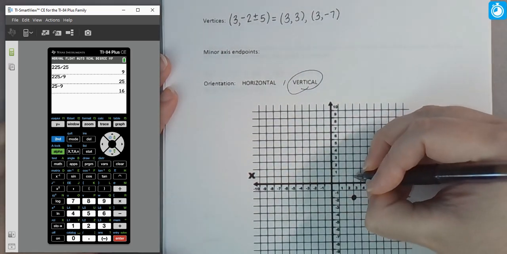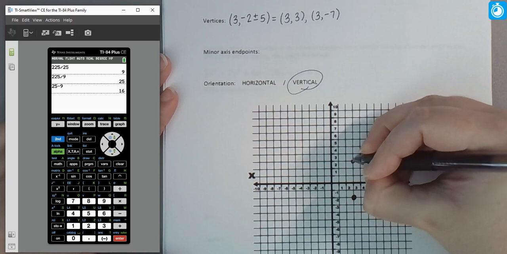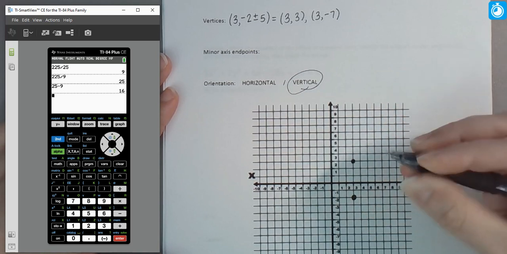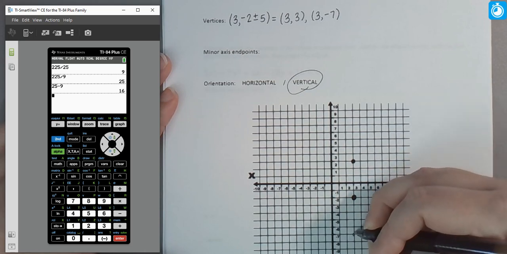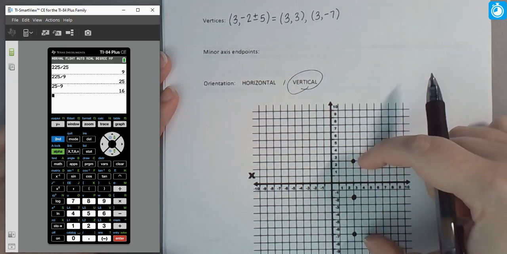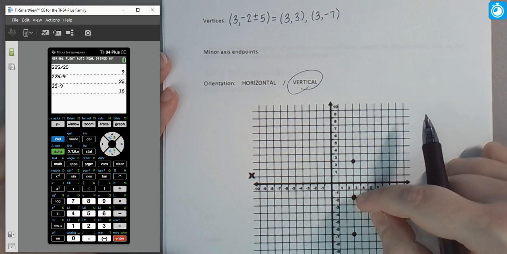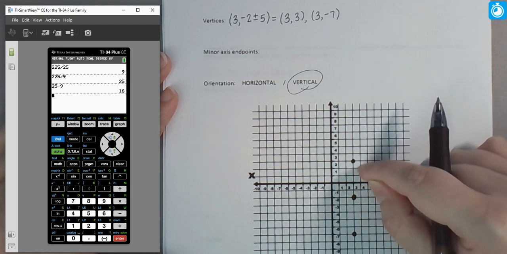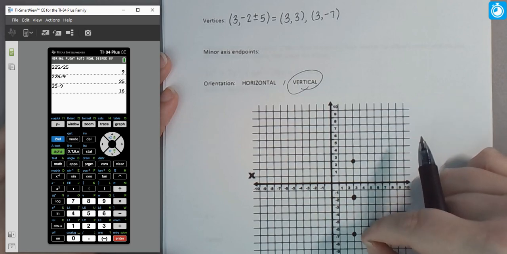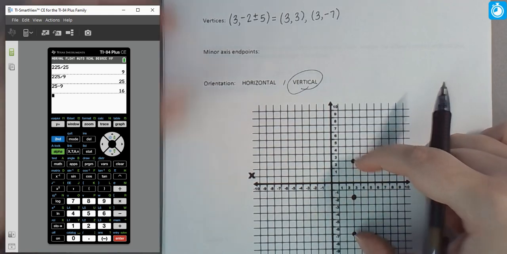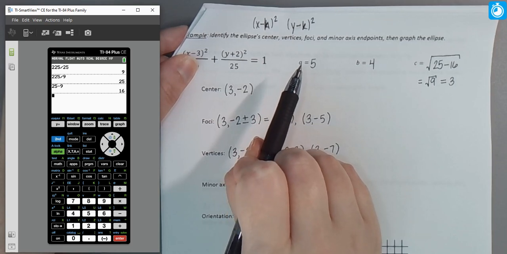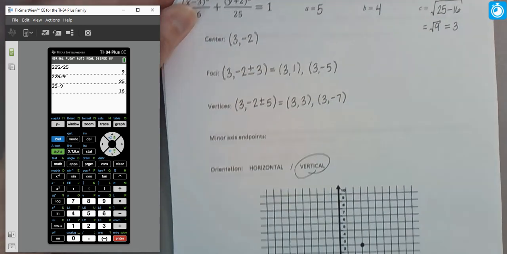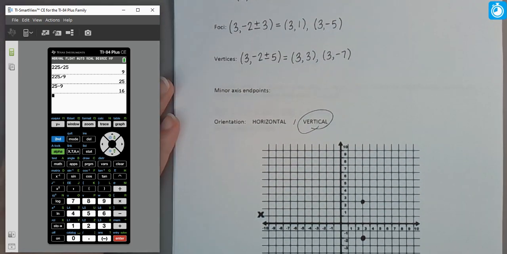So 3, 1, 2, 3. And then 3, 1, 2, 3, 4, 5, 6, 7. And it's worth checking. They should be equidistant from the center. And if we look at that total distance, 5 units and then 5 additional units, that's going to be 10 units total. And our major axis is supposed to have a length of 2 times A, 2 times 5, which is 10. So those make sense.